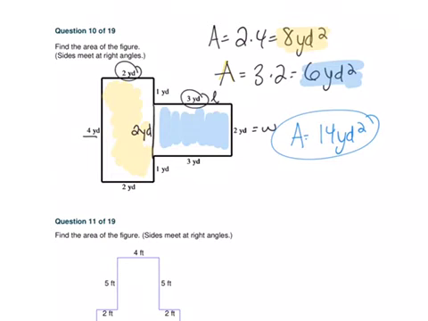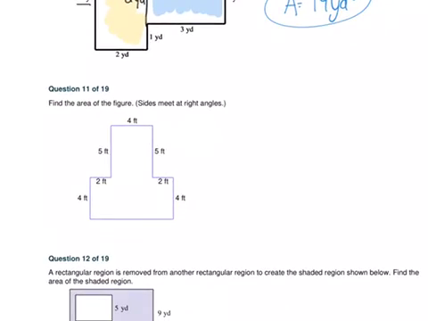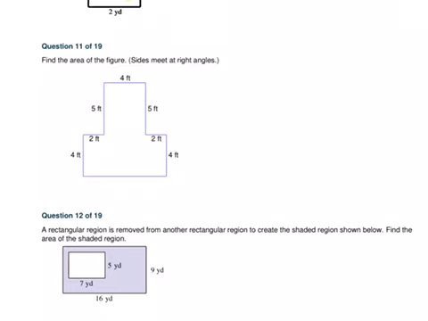So in the next one, if you look at this figure, I can make it into two rectangles by simply drawing a line across the middle to break it up. Let's color one yellow and the other blue. And remember, if I drew that line, then across from it is going to be the same.